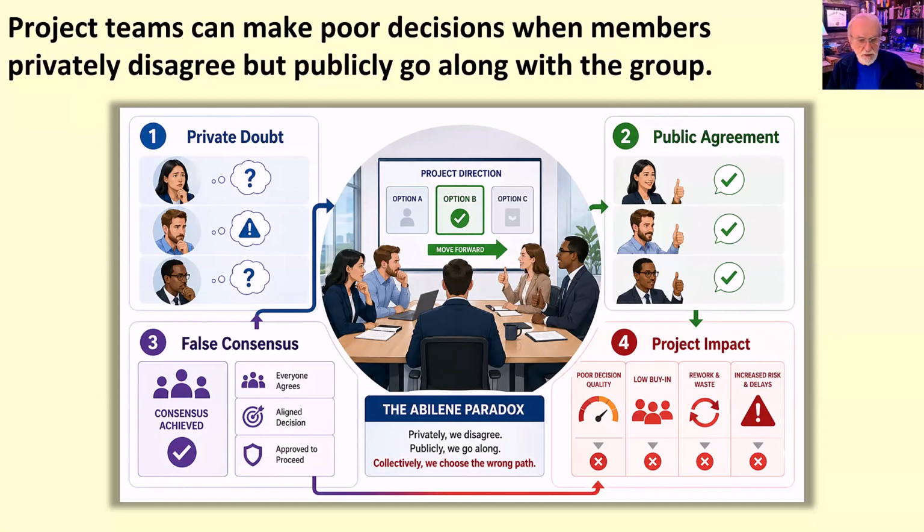And for project managers, the lesson is to avoid assuming that silence means agreement. Ask questions, invite disagreement, and check for concerns privately and publicly. Use language such as, "What are we not saying?" or "What concerns would you raise if you were under no pressure to agree?" These questions help uncover hidden disagreement before the team commits to a poor direction.